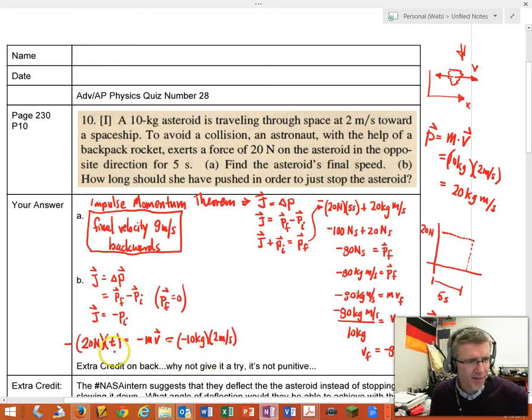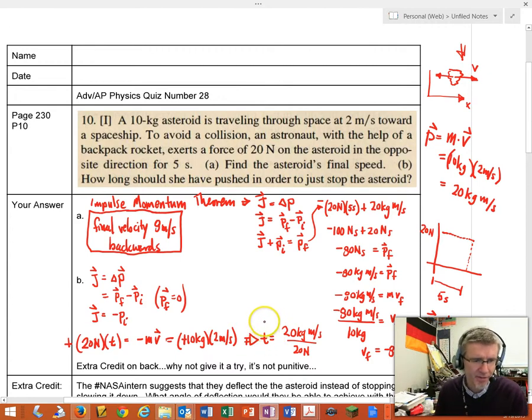So that means a negative becomes a positive. This is 20 kilogram meters per second. This is 20 newton seconds. So all of this implies that T equals 20 kilogram meters per second, the right side of the equation, all over 20 newtons. And that is going to basically give you seconds. So T looks like it equals 1 second.